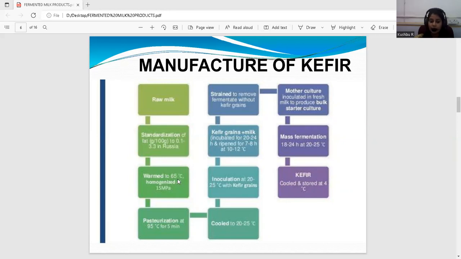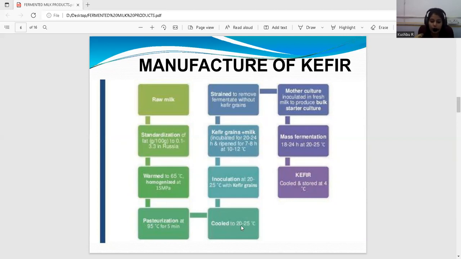And here we have the homogenization process, where the fat globules are homogenized under centrifugation, giving it some amount of heat, that is 65 degrees Celsius. They are first standardized, the quality is assessed, and then they are homogenized, and then they are pasteurized to ensure complete removal of the pathogenic microorganisms and the milk spoilage causing organisms.